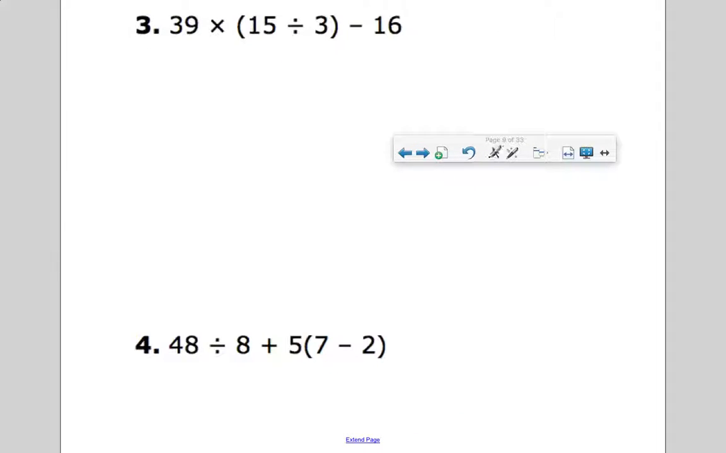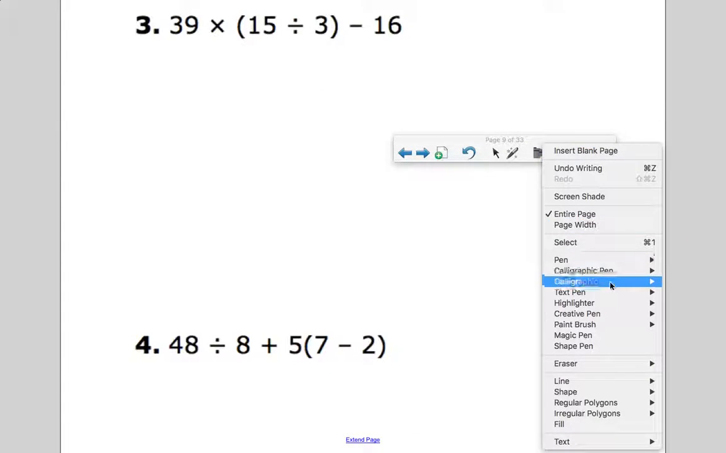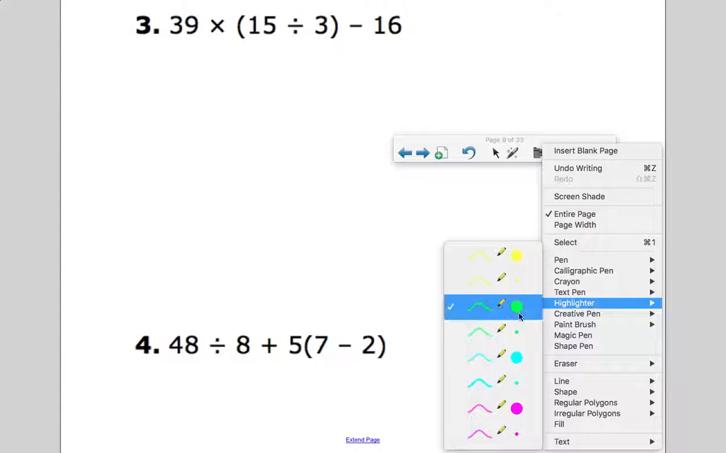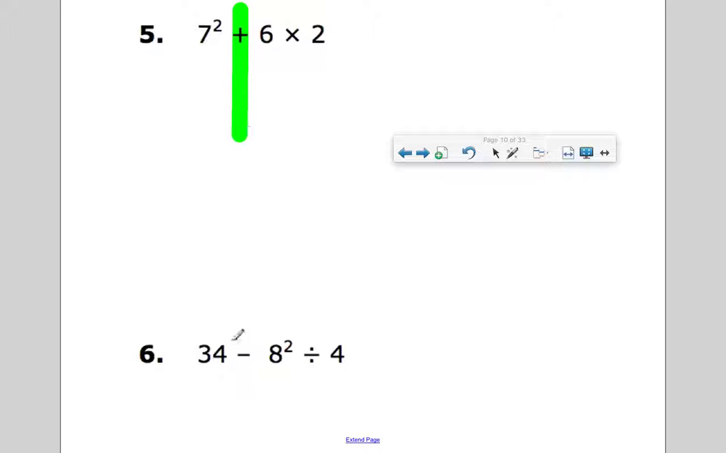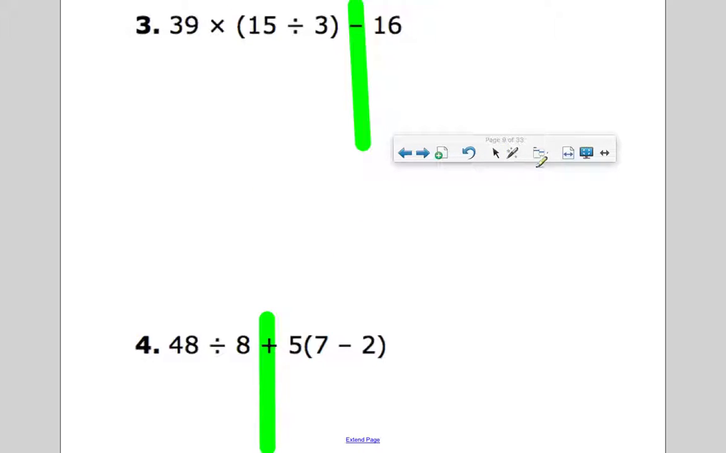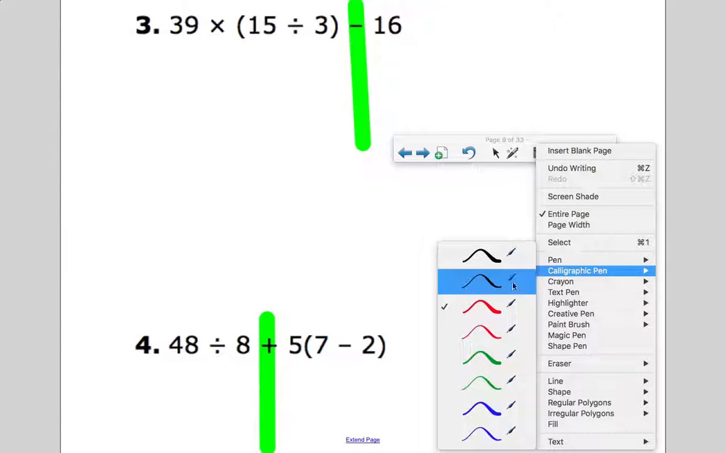So let's practice some more. Using my highlighter, I'm going to highlight any addition and subtraction. Alrighty, so let's get my calligraphy pen.